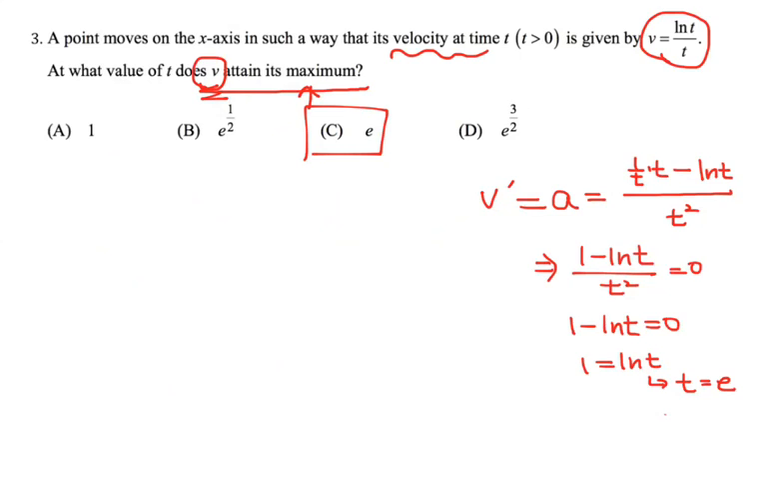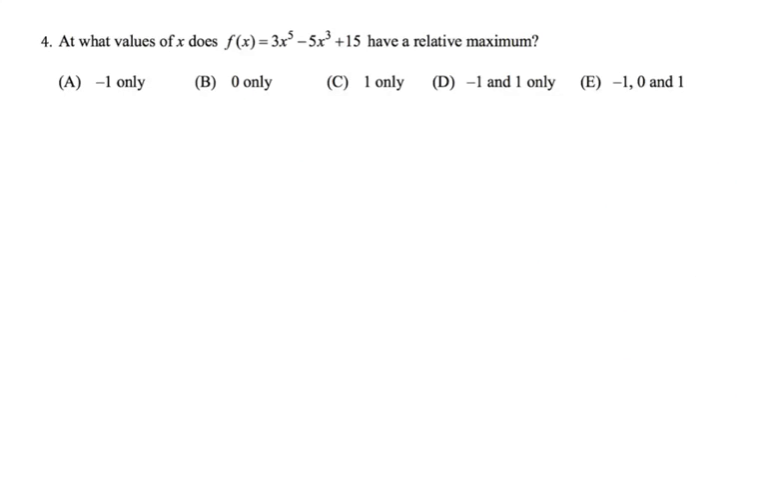Alright. Now let's look at number 4 here. Once again, we are looking for relative maximum. Then we're gonna first find the derivative and set it equal to 0. So when you find the derivative here, f prime is equal to 15x to the 4th minus 15x squared.